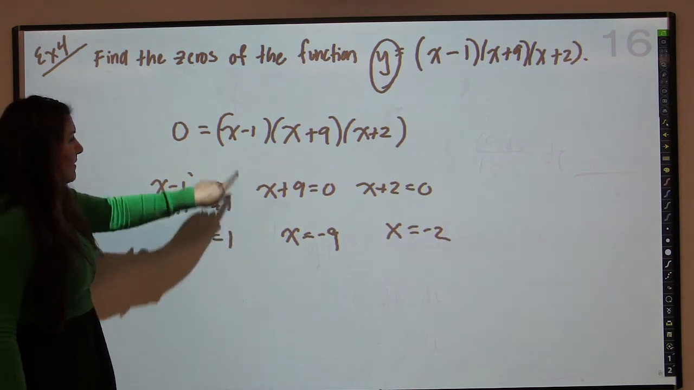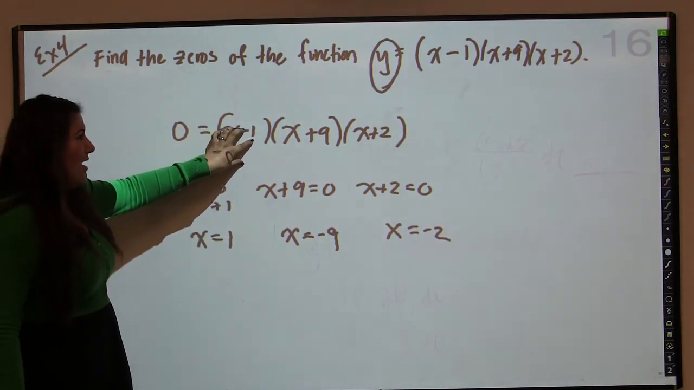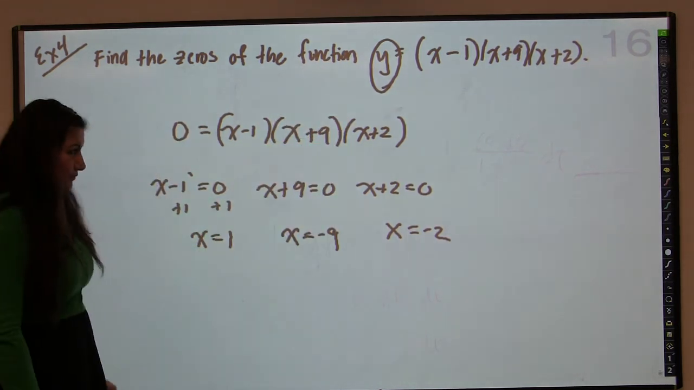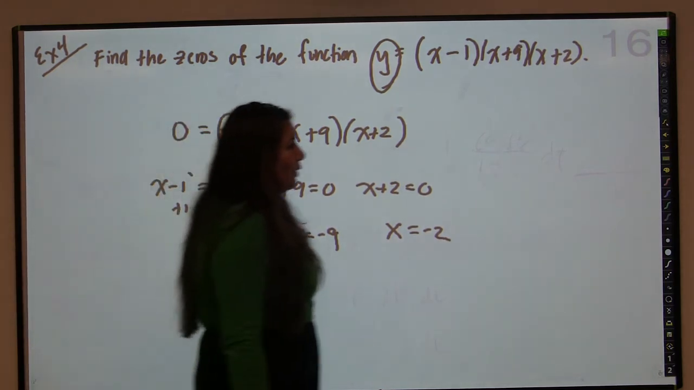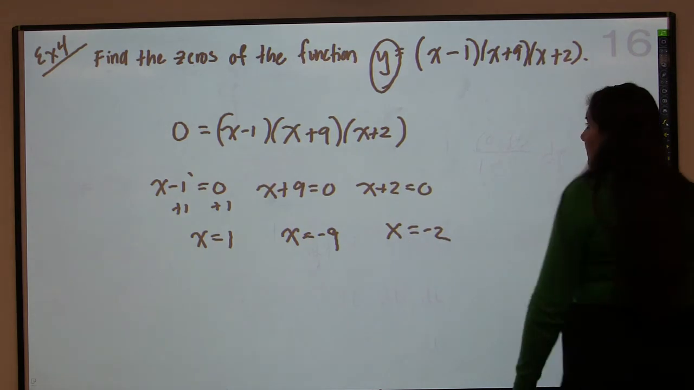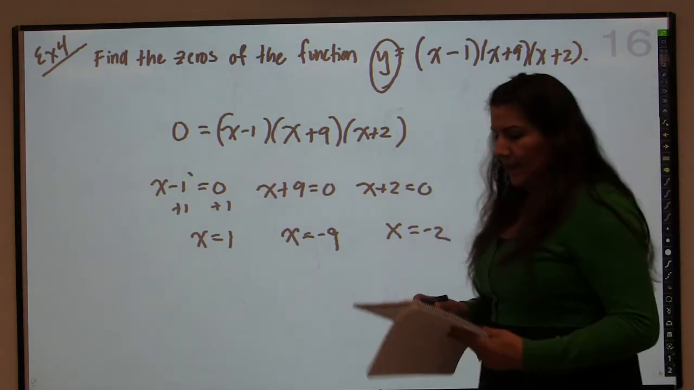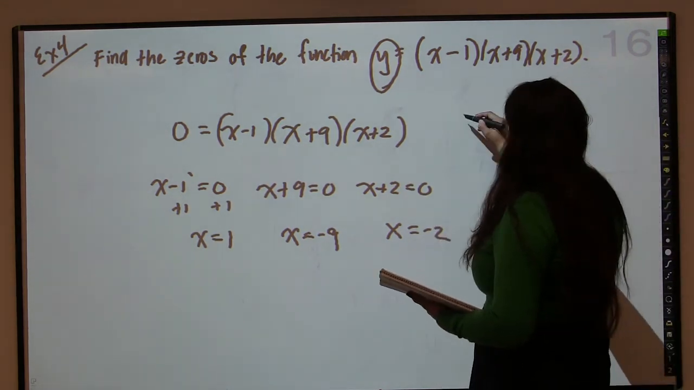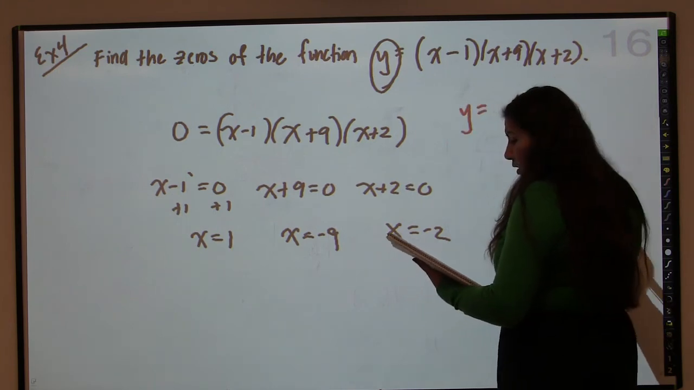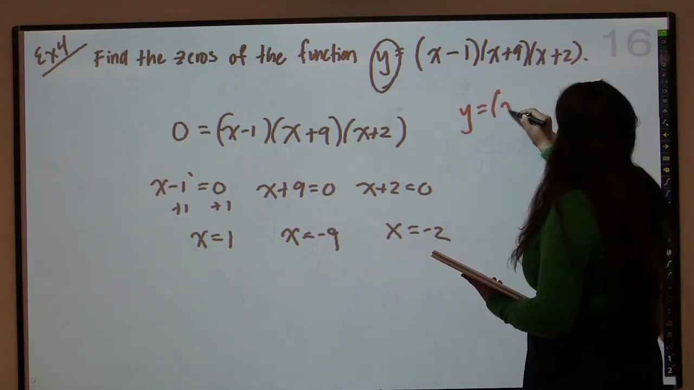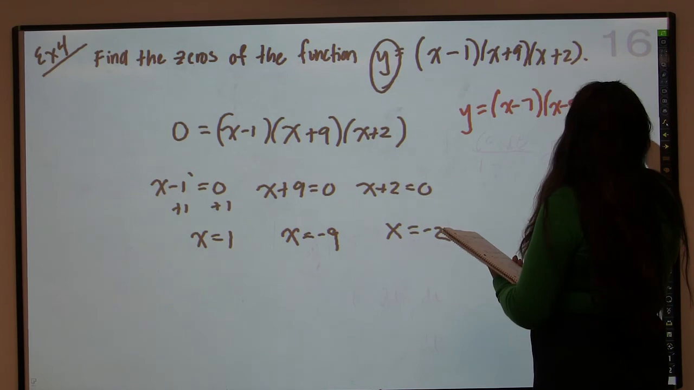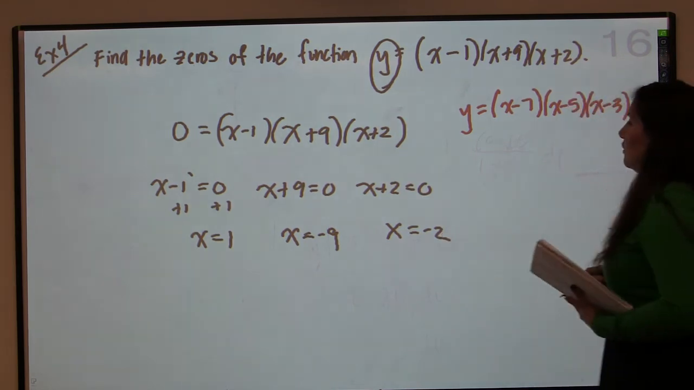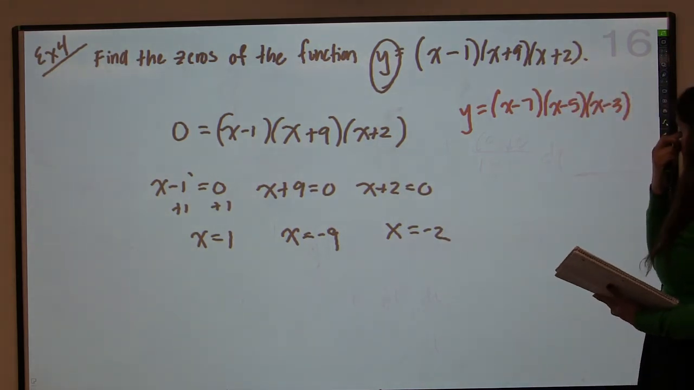If x is 1, then 1 minus 1 would be 0, and this entire thing would be 0. So that's basically asking us for the x-intercepts. In your notes, I'm going to need you to do one of these yourself. And so here is the example that I want you to do. Again in red, y equals x minus 7, x minus 5, and x minus 3. An example for you to do, again, find the zeros of the function.